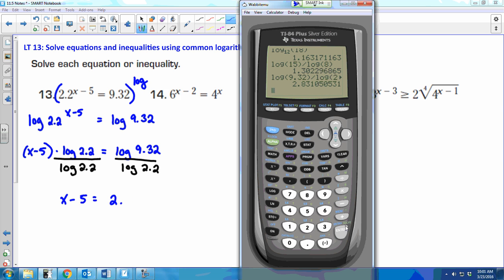x minus 5 equals 2.831, and it's a one-step equation. So you add 5 and get x equals 7.831.